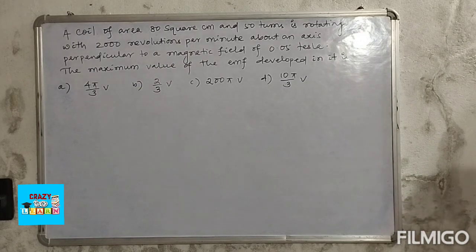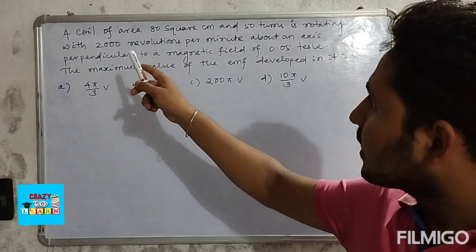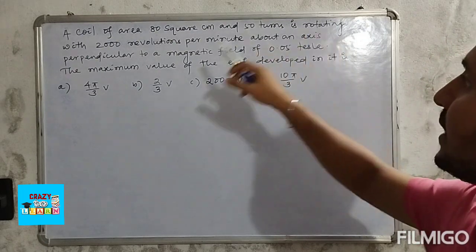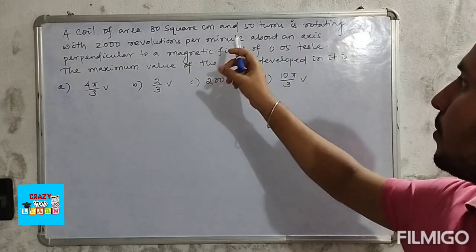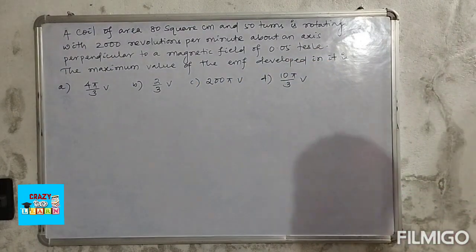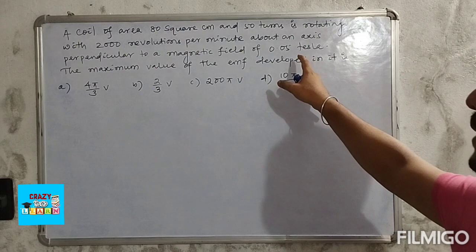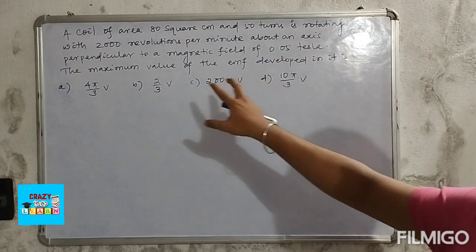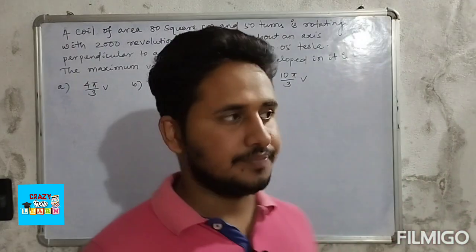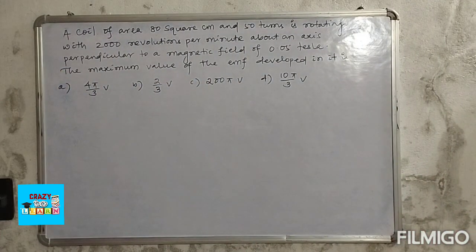Our next question is, a coil of area 80 square cm and 50 turns is rotating with 2000 revolutions per minute about an axis perpendicular to the magnetic field of 0.05 Tesla. The maximum value of EMF developed in it is. What is the maximum value of EMF? It is asked to you to calculate the maximum amount of EMF developed.